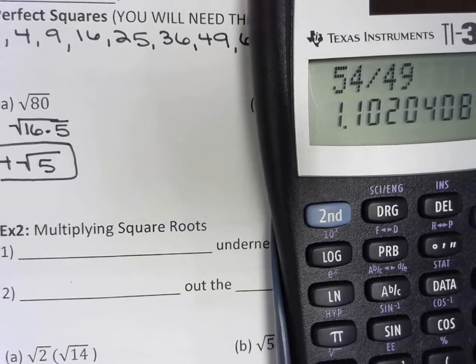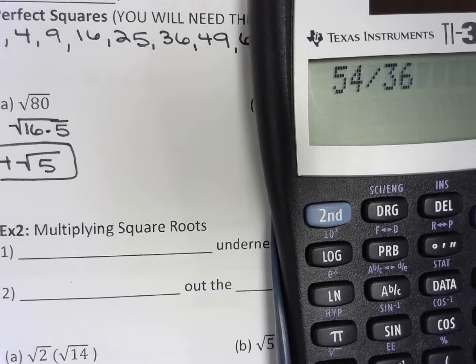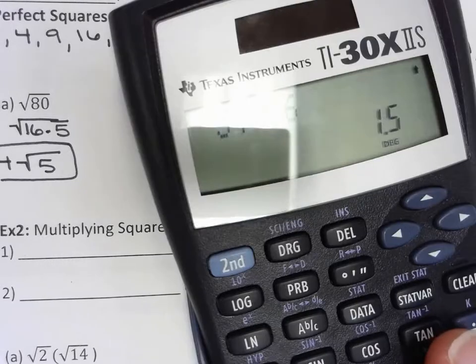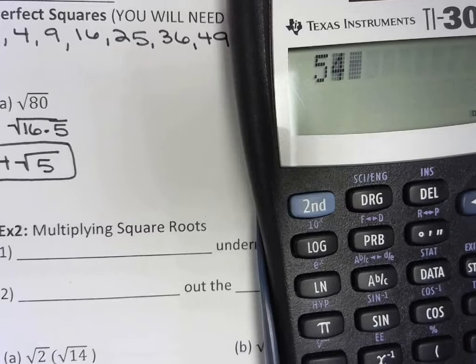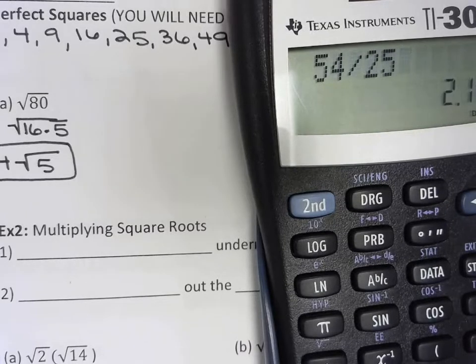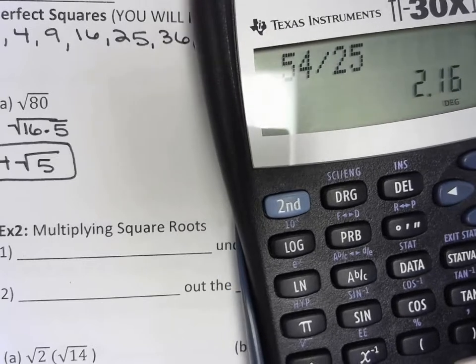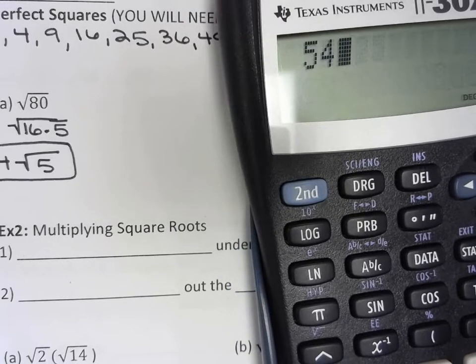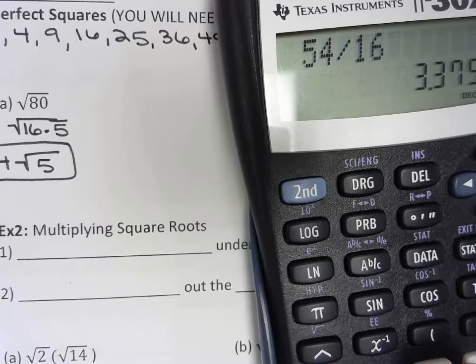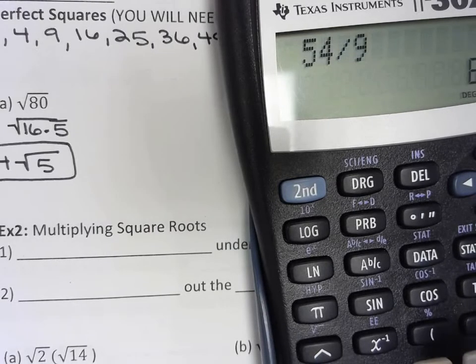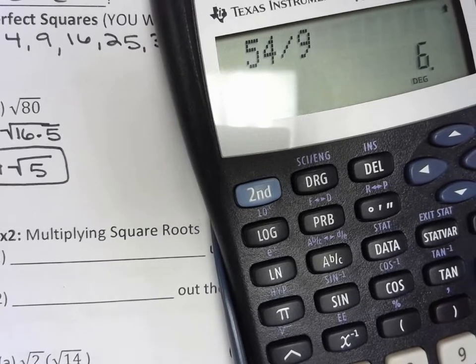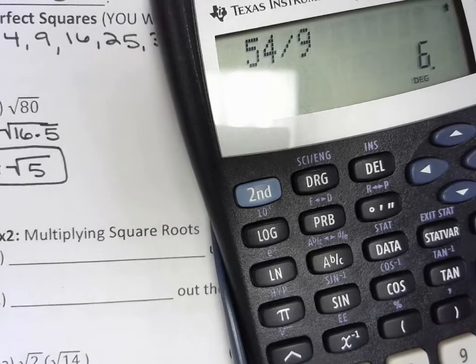So let's do the next one. 54 divided by 36. Nope, 1.5. 54 divided by 25, you can just look at that. 25 is probably not going to go, won't go into 54, but we'll just do it. Next one, 54 divided by 16. Nope. 54 divided by 9. Yep. So you want to find the biggest perfect square that multiplies into it.